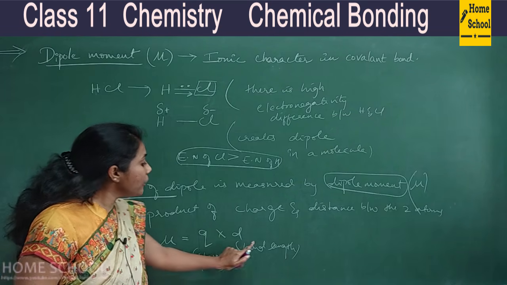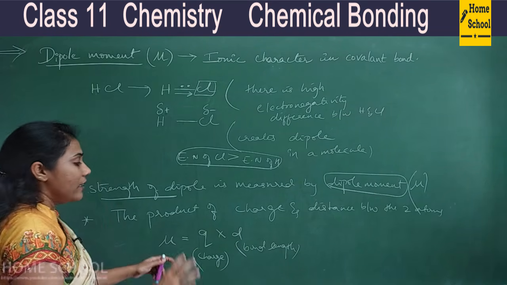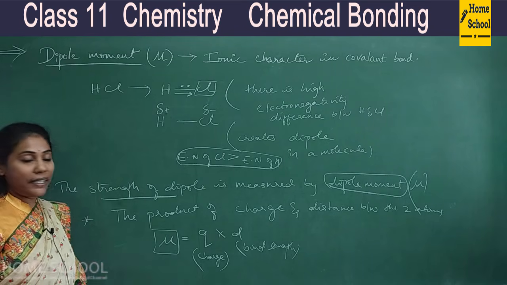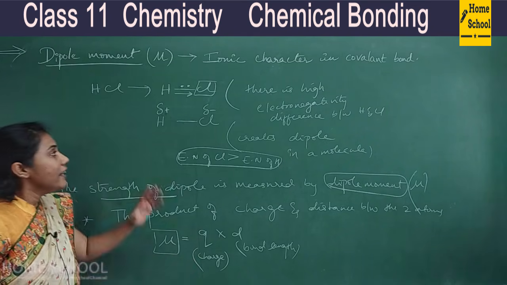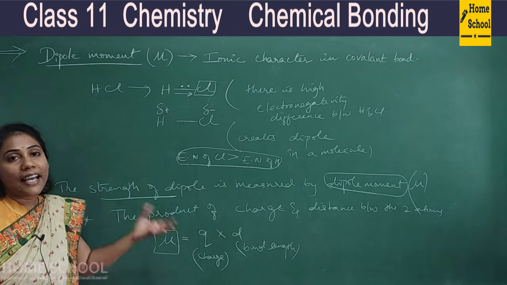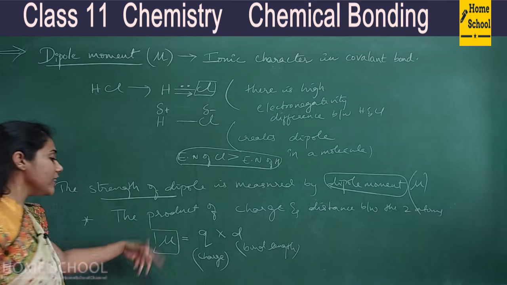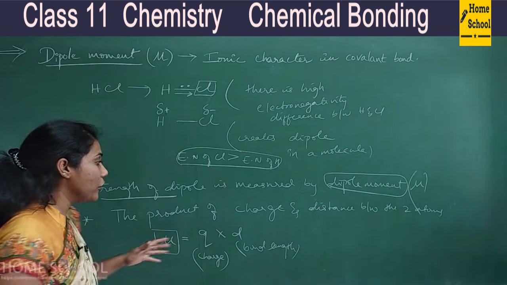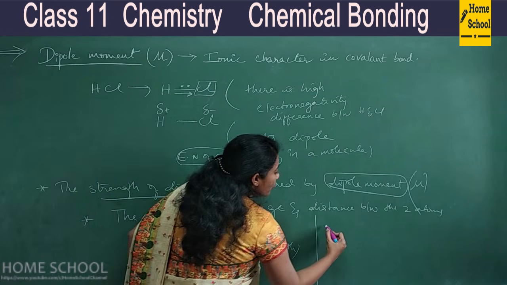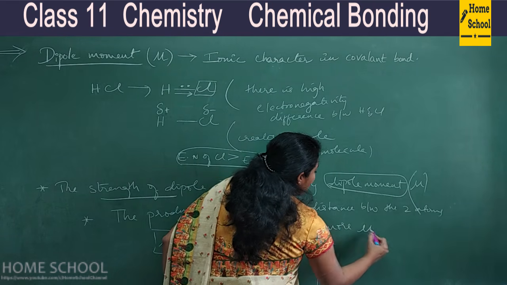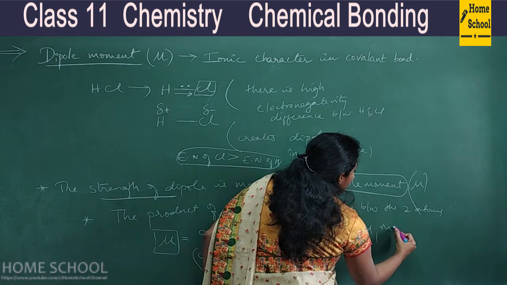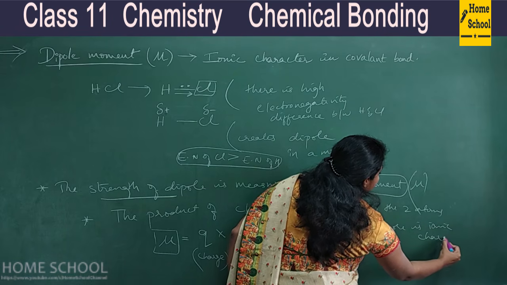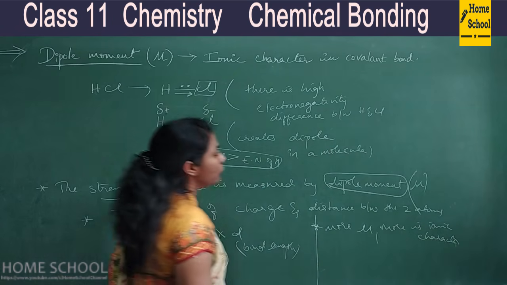So charge into bond length or distance, if you do, you will get the value for nu, that is dipole moment. Looking at the value, you can say whether a compound has more ionic character or less ionic character. More the dipole moment, more ionic character is there in a covalent compound. Okay, so how do you decide? If you have more nu, then more is the ionic character, right?